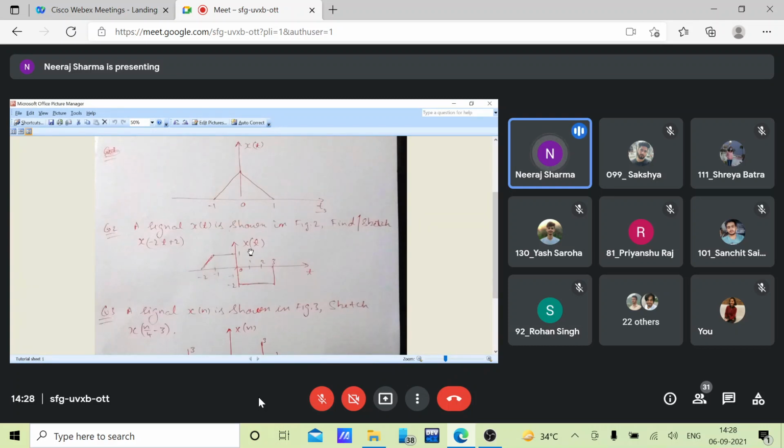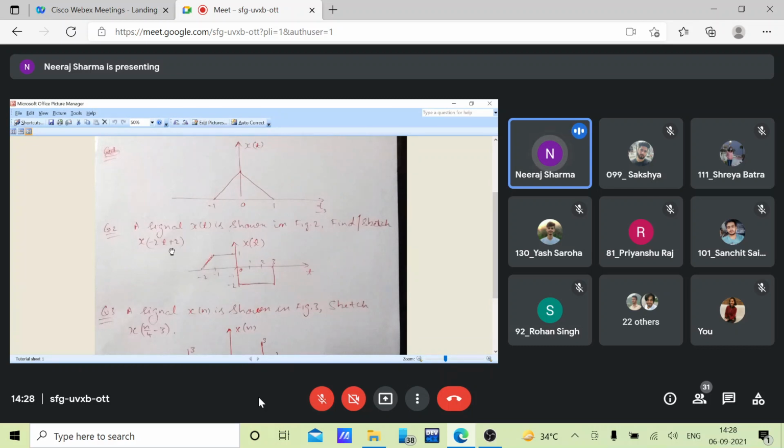Now let us suppose that we are applying this x(t) signal to a system, and that system is producing this kind of output waveform. We applied the x(t) signal and we get this triangular waveform as y(t). We have a system that is converting this waveform into this waveform.